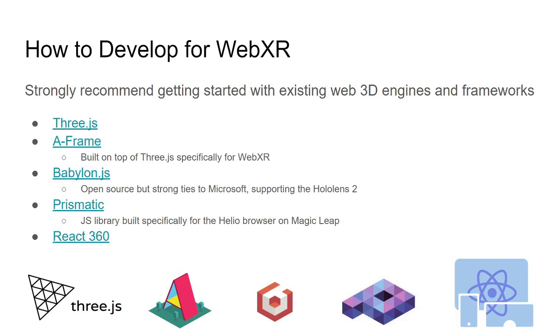So how can you get started with WebXR development? You could take native WebGL and link it into the WebXR API itself to build your own applications from scratch, but I would recommend using existing 3D engines and frameworks available. Some of the most notable are things like Three.js, which is a 3D engine that already has some WebXR support, or AFrame, which is built on top of Three.js for full WebXR support, and the framework we'll be using in this tutorial. There's also Babylon.js, which is very similar to Three.js in being a 3D engine. Prismatic, which is a JavaScript library built specifically for the Helio browser on Magic Leap mixed reality headsets, and React 360, which is its own 3D for WebXR framework designed on top of React.